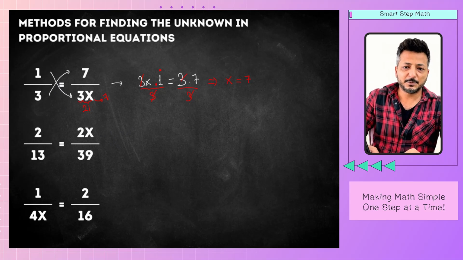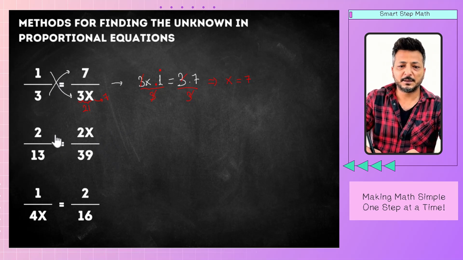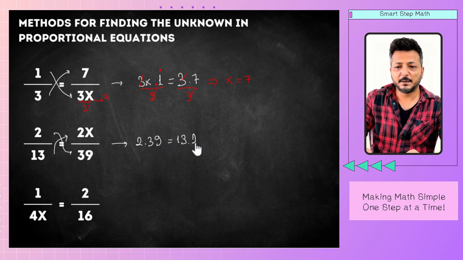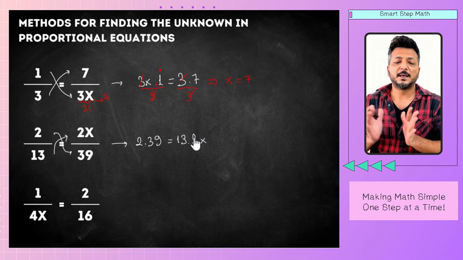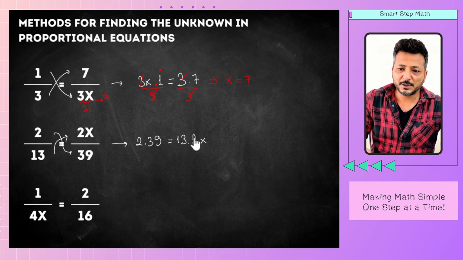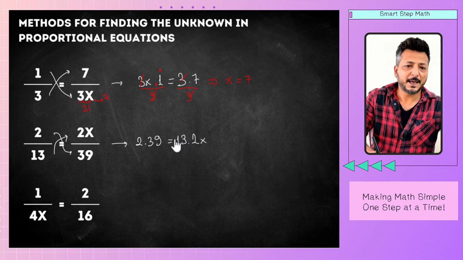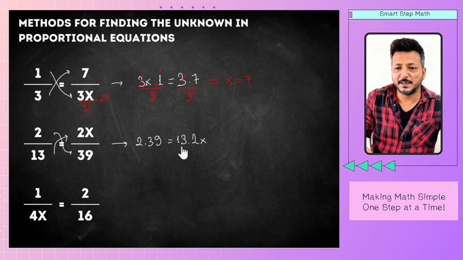Let's look at our second expression. Again, the cross products are equal. The product of our 39 with 2 must be equal to what? To the product of 13 and 2x. Here again, look, without doing any multiplication, before multiplying 2 and 39 to say 78, what will I do to the numbers in front of x? I will divide both sides. So, there are 13 and 2 as factors in front of x. I also need to divide the other side by 13 times 2.